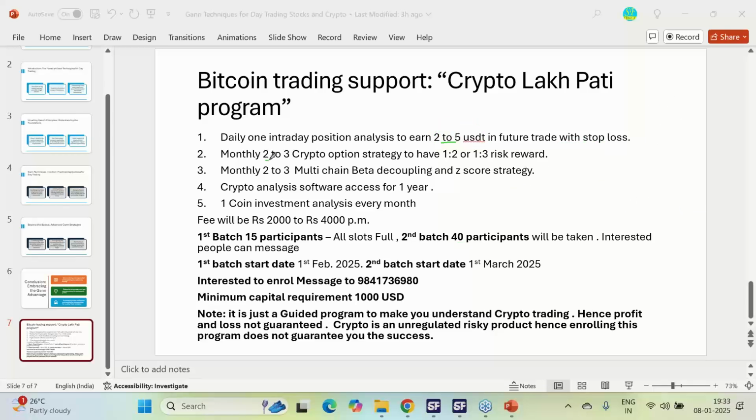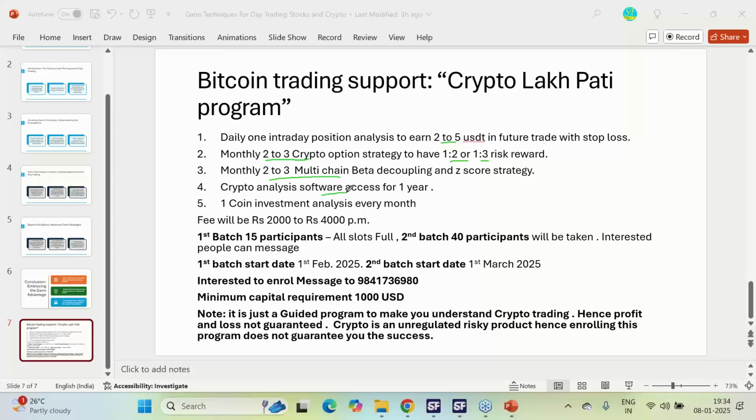Second, 2 to 3 crypto option strategies will also be given, having a 1:2 or 1:3 risk reward ratio. Every month 2 to 3 option strategies will be initiated. You will be helped to initiate the strategy, and you will be helped to close the strategy also. And 2 to 3 multi-chain beta decoupling and Z-score strategies will also be given. You will be helped to enter and exit the strategy. All these things will be given.